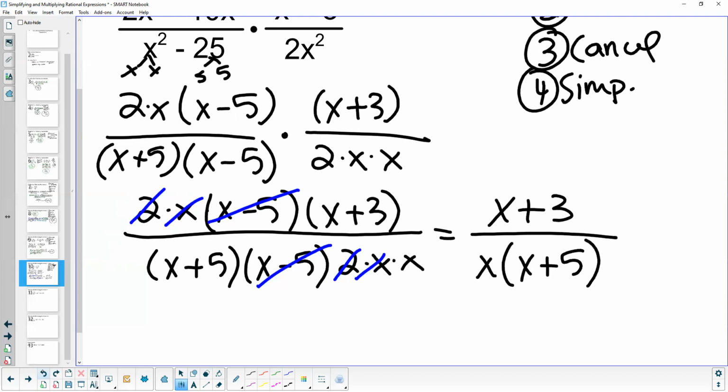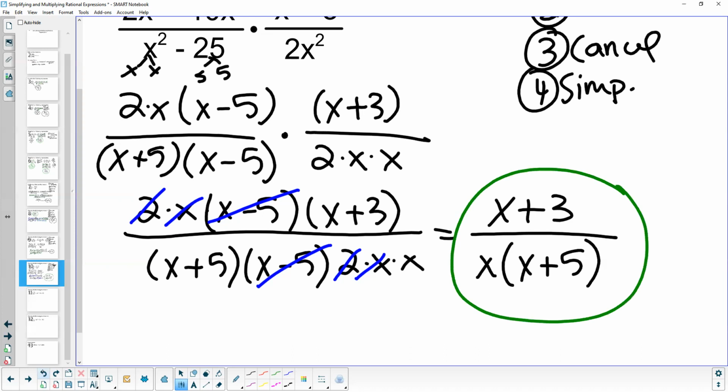Now, I know you may be looking at that and saying, well, I have an x on top and I have an x on bottom. But remember, we can only cancel things out if they are exactly the same. And exactly the same means that they're added or subtracted with the same numbers. So because I have an x plus 3 on top and no x plus 3s on the bottom, I cannot cancel out that x plus 3. Similarly, because I don't have any just x's being multiplied by anything on the top, we can't cancel out any x's. So this x plus 3 divided by x times x plus 5 is actually our simplest form there.